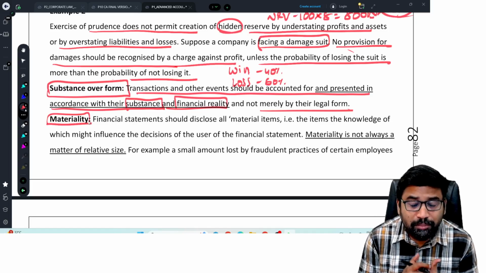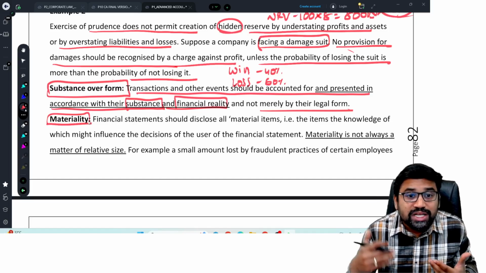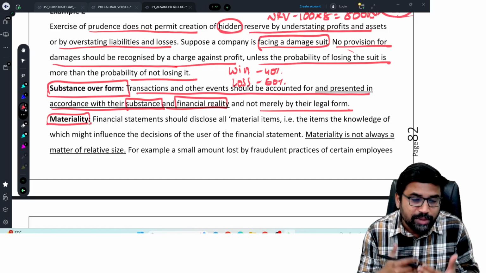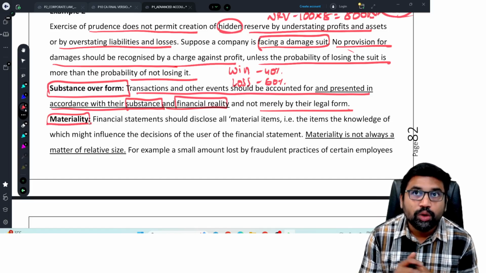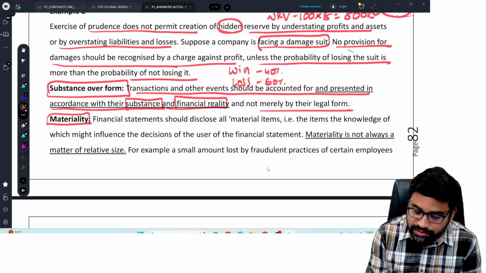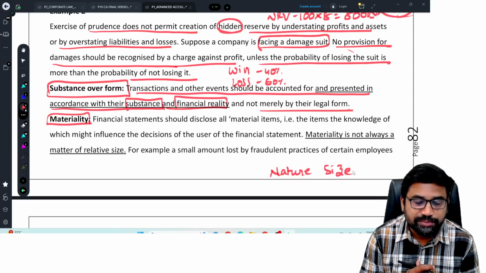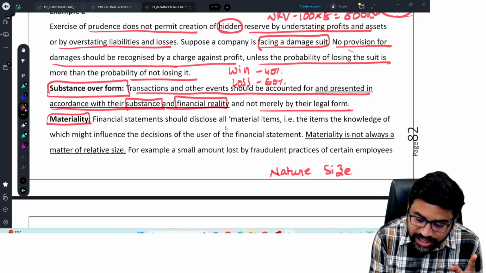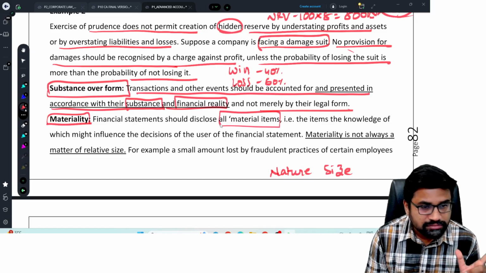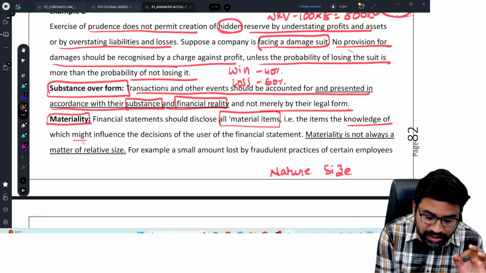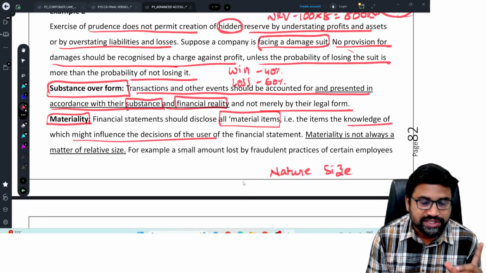What is material and what is not material depends upon the organization's size. And there are two things which will affect the materiality concept. One is the nature, another one is size. So nature and size, these are the two factors that influence the materiality concept. So first thing, financial statement should disclose all material items. And what is a material item? The item, the knowledge of which will influence the decisions of users of financial statements.